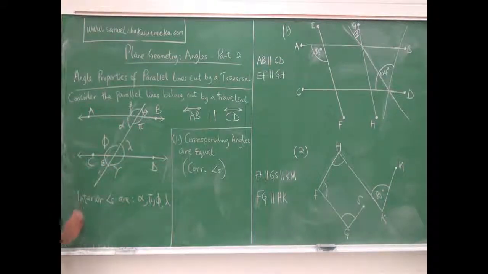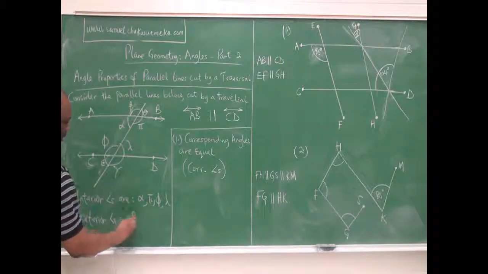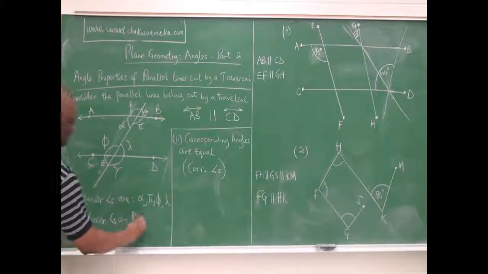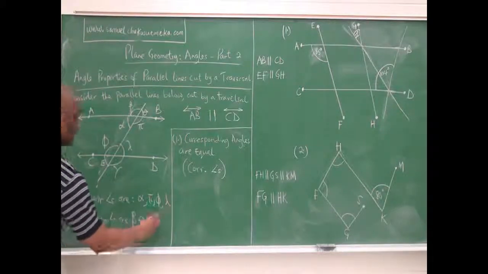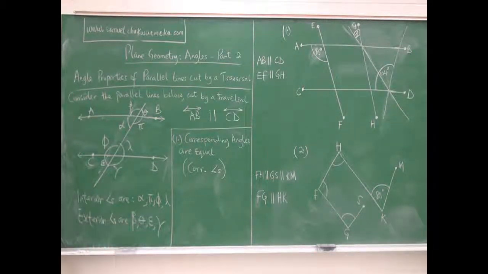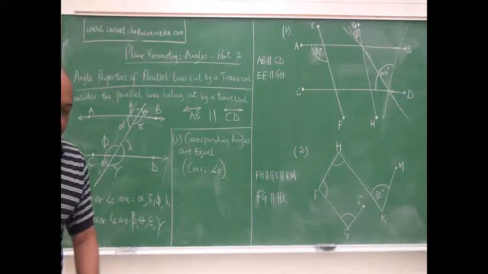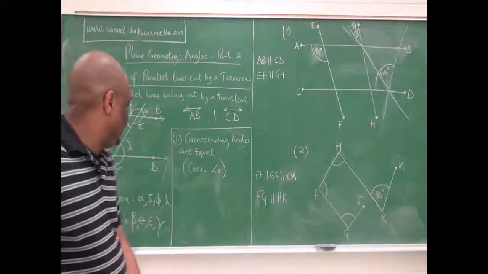The exterior angles are beta, theta, epsilon, and gamma. Beta, theta, epsilon, and gamma.